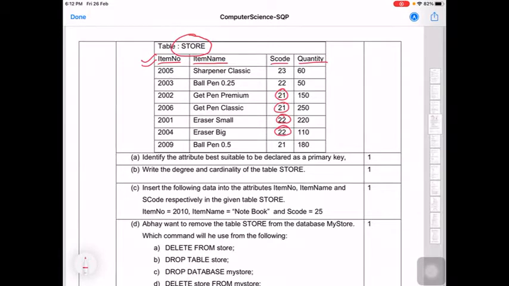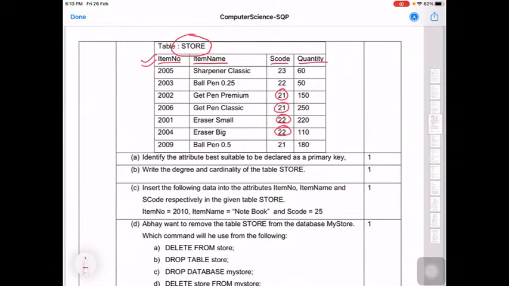There can be others, quantity can also be there, but as this table is only having 8 rows, it is possible that this quantity may repeat if these rows get increased. So the best one for this primary key job is item number.